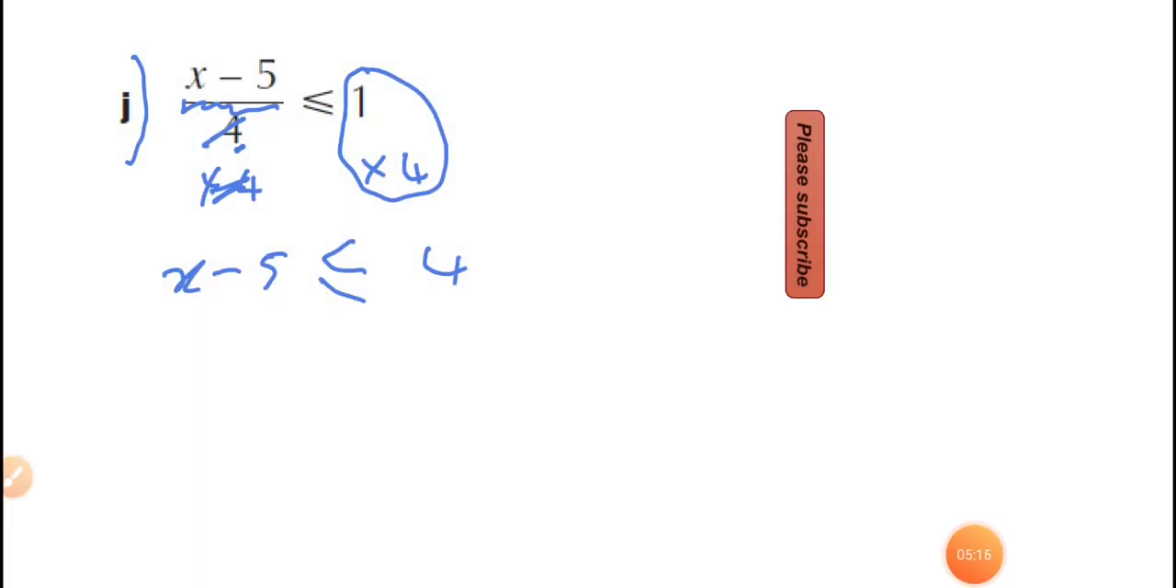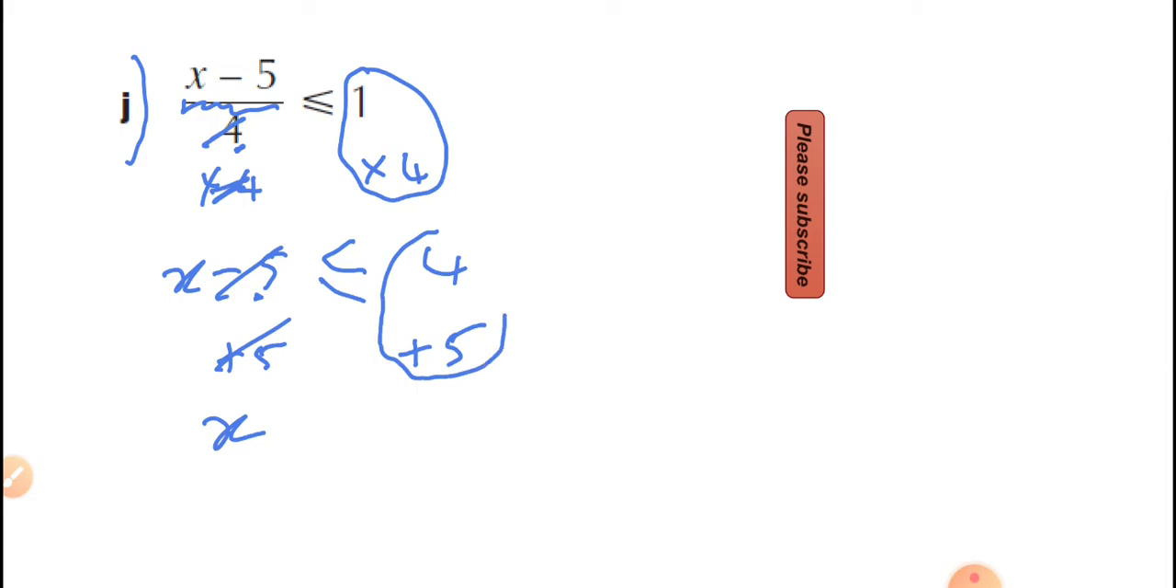And then finally, to get the x on its own, I have to get rid of this minus 5, so I add 5 on the left, I add 5 on the right. So now on the left hand side, the minus 5 and the plus 5 cancel out, leaving just x, and on the right hand side, 4 add 5 is 9. So x has to be equal to or less than 9.